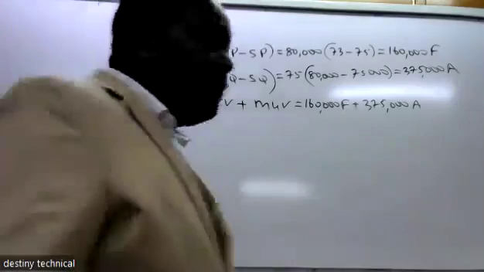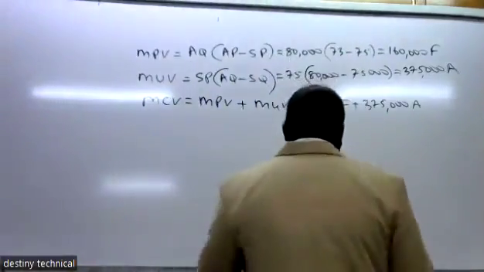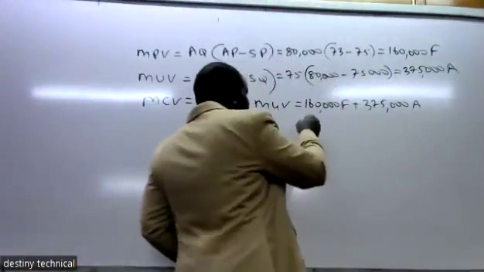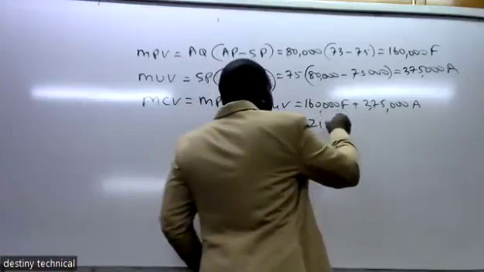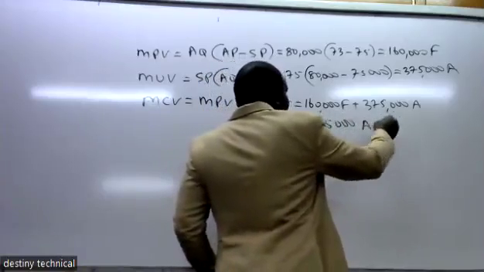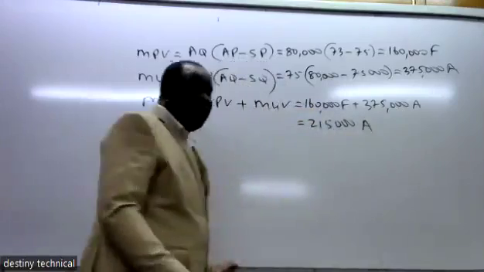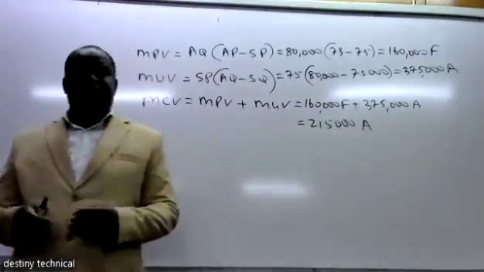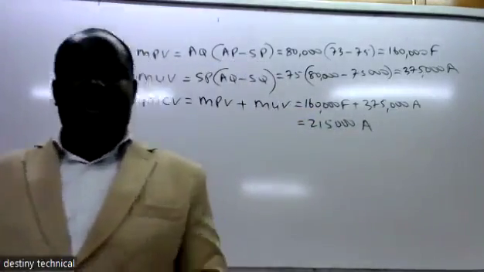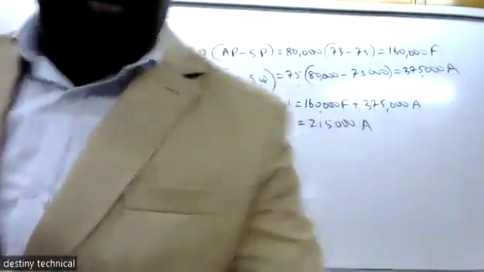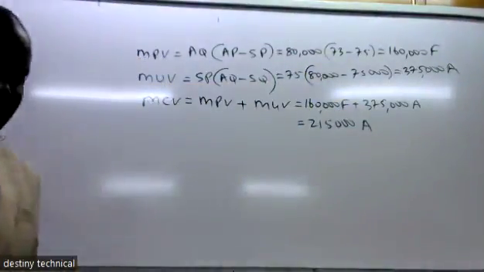So it will be 215,000 adverse, because adverse is more. That is how it should be able to come up with that value.